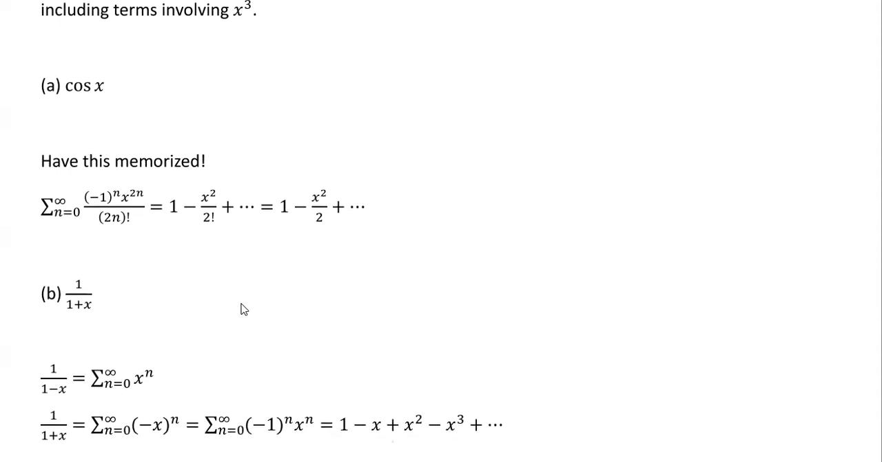Okay. Part B, 1 over 1 plus x. So you should have memorized the Taylor series of 1 over 1 minus x, which is summation n goes from 0 to infinity, x to n. Okay, so to get from here to here, just replace x with minus x. That's what I did here, which we can write as minus 1 to n, x to n. And now we expand term by term.